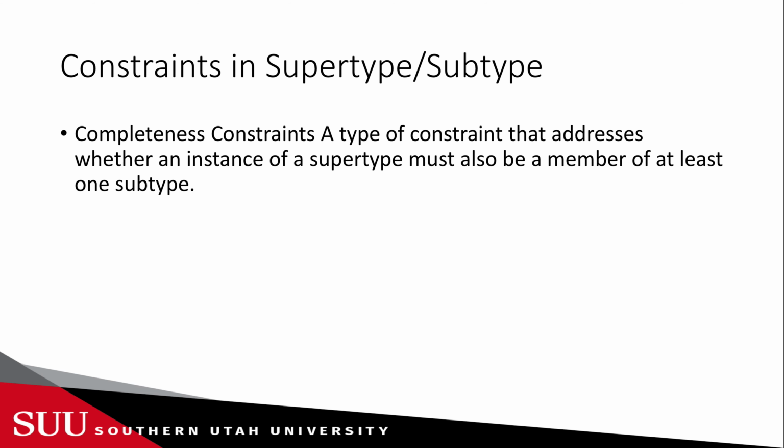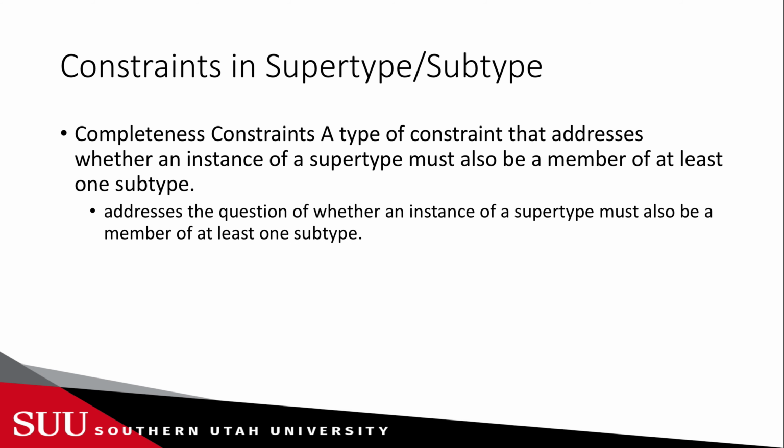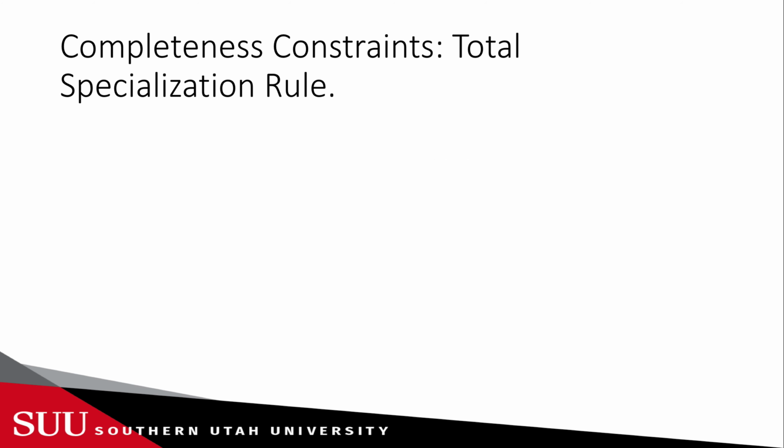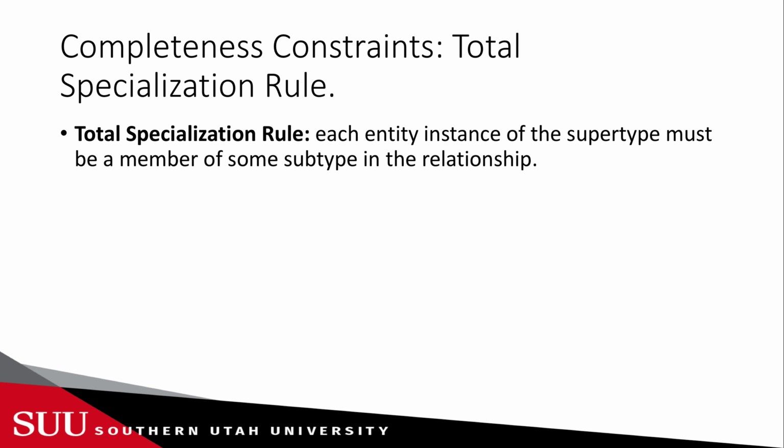So it is going to tell me if an instance can be an instance of a supertype alone, or it must be an instance of the subtype. We'll have two possible rules in this case: total specialization and partial specialization, and let's see what each one of those means. So the total specialization rule means that each entity instance of the supertype must be a member of some subtype in the relationship.